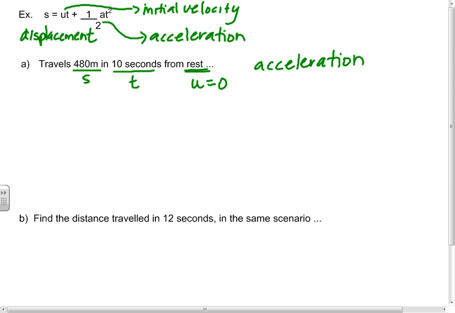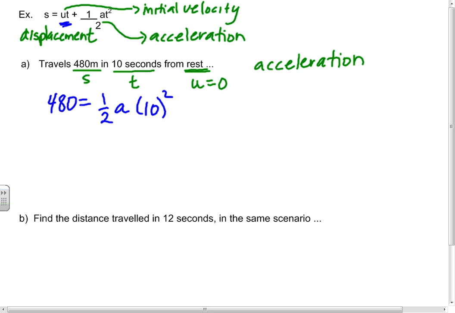All right, this example, I'm going to put the numbers in first and solve for A in a moment. So I have 480 equals U times T. My initial velocity was 0 because it was from rest, so that UT is going to be 0. So I've got a half times acceleration times 10 seconds, and your time is squared. So if I want to solve for acceleration, I'm going to get rid of the half and rid of the 10 squared, which is 100.